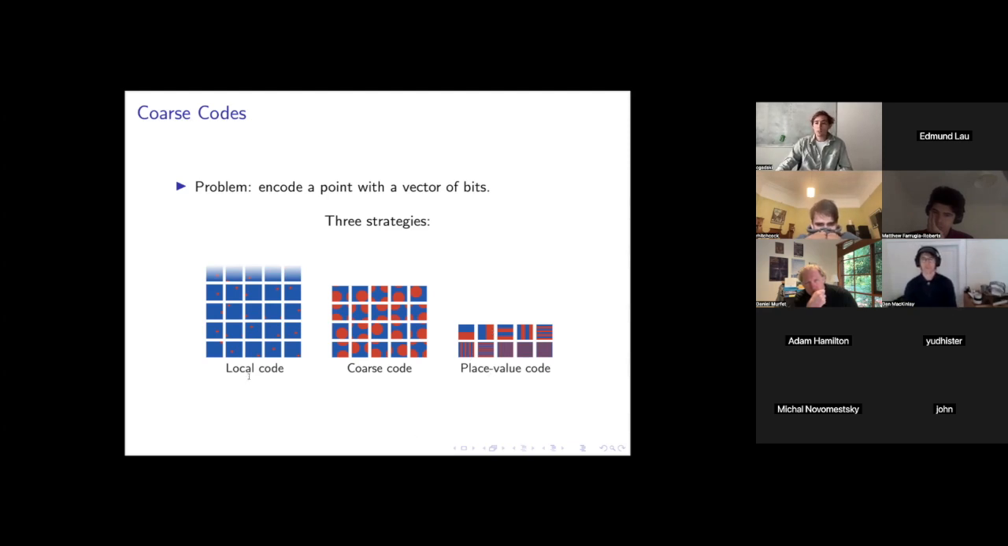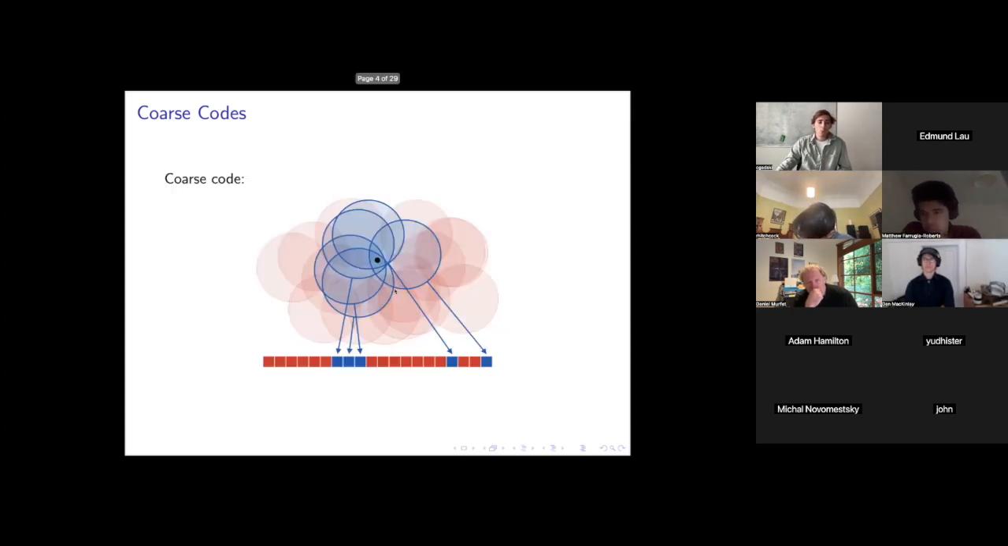On the other end of the spectrum, you could use what's called a local code, so basically a one-hot encoding of the point. The idea is that these squares are bits in my code, and what I'm drawing is the points on which that bit is active. And somewhere in the middle, conceptually between this local code and the place value code, is a coarse code, where I associate each unit, so each bit in my code, with a relatively large region on the plane. The idea of a coarse code is that when you give me a point, I write down zeros and ones corresponding to which regions contain or do not contain the point.